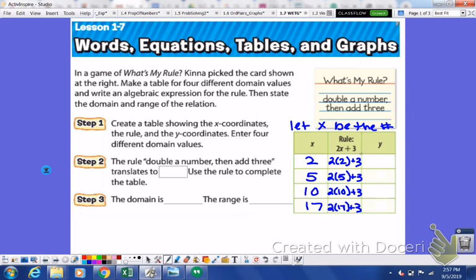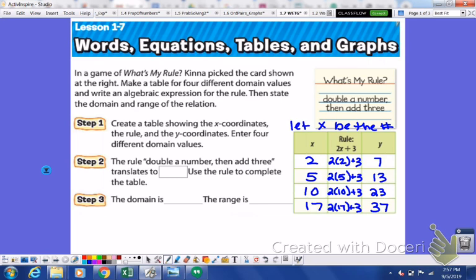Well, 2 times 2 plus 3 gives us 4 plus 3, which is 7. 2 times 5 is 10, plus 3 is 13. 2 times 10 is 20, plus 3, so 23. And 2 times 17 would give us 34, plus 3, so 37.